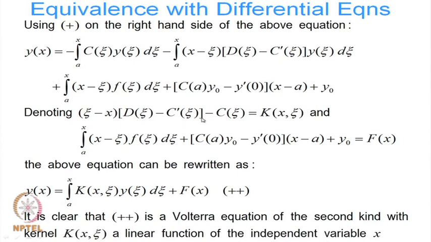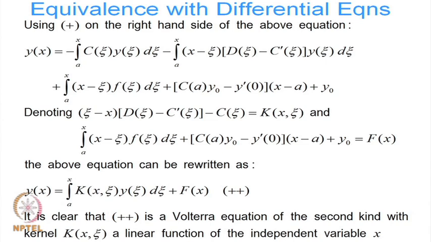So if I denote this thing to be k of x, xi, and this whole thing is a function of x, right? This whole thing is a function of x because here I have x. And this thing, if I integrate it out, is also going to be a function of x. So if I denote this by f of x, I can write this equation in that form, right? Which is basically my homogeneous Volterra equation, a Volterra equation of the second kind.